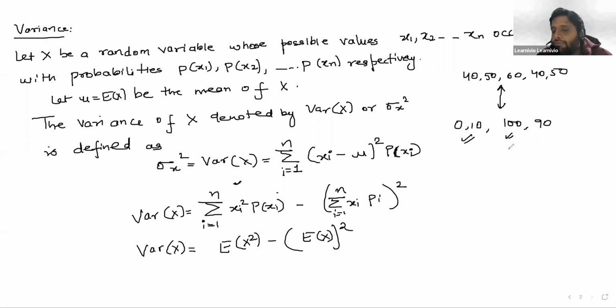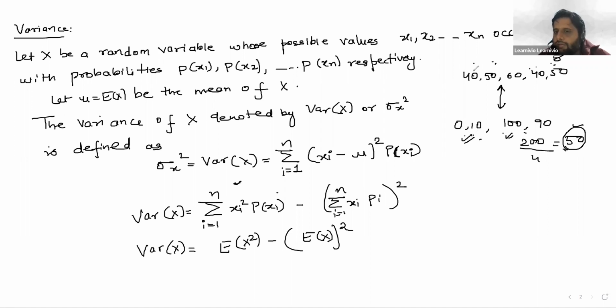If you find the mean of these, let's find the mean. Mean will be 200 by 4, which is 50. Find out the mean here: 50, 50, 100, 200, 240 by 5. So here the mean is 48, here the mean is 50. But you can't say the average marks of a class here is 50, here is 48. These two are very close, but if you analyze these values, there's a lot of variation.